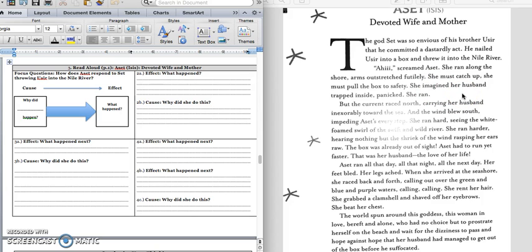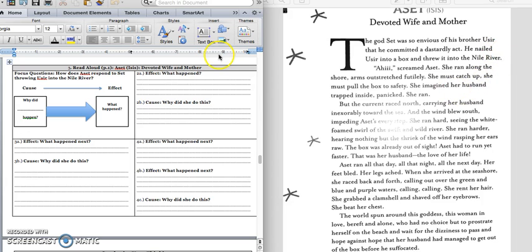And now we're thinking, why does she run? Why is she running after the box? Well, if we go back up to the first 2 sentences, we know Set nailed Useer into a box and threw it into the Nile River. That's why she's running after the box, because Set threw her husband into the Nile River. So underline this sentence, and I want you to write cause number 1 beside it.